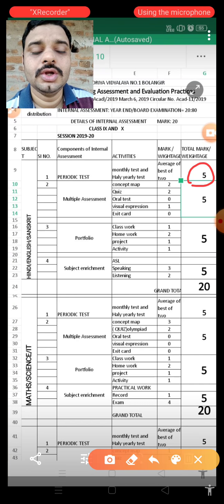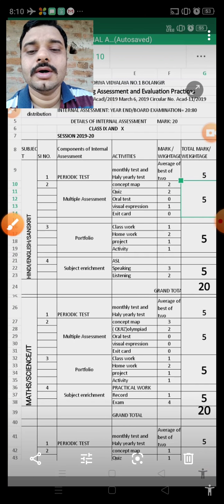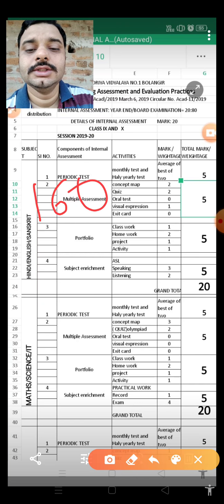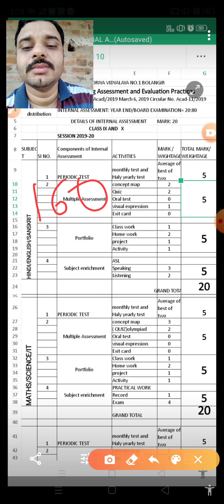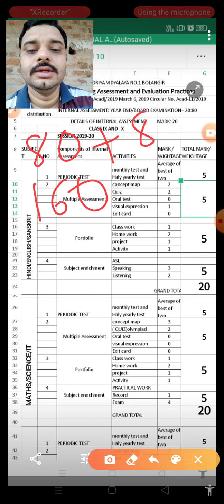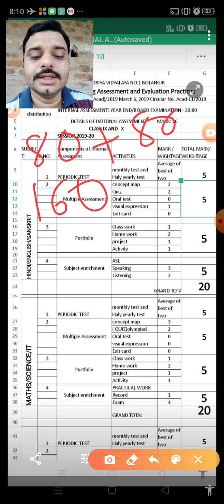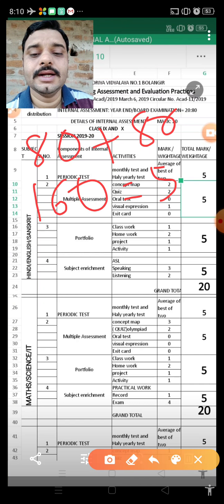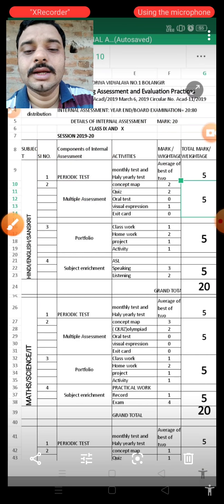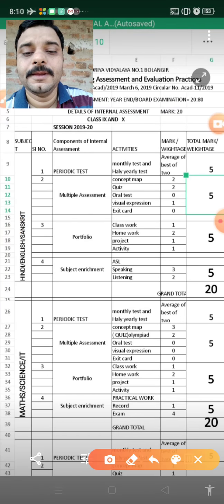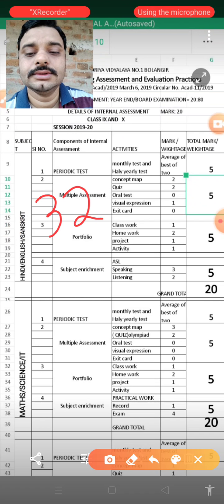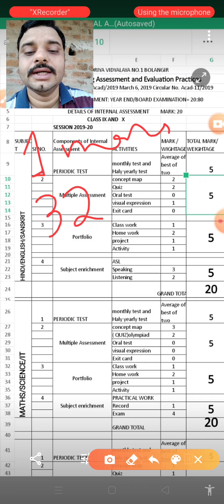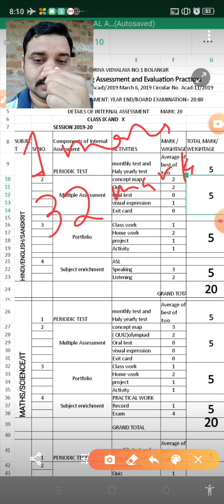Suppose you score 160 marks in the two examinations by scoring 100% marks, 80 plus 80, 160, then your 160 will be converted to 5 marks. So if you divide 160 by 5, you get 32 marks. Sorry, you get 1 mark for 32 marks you have scored in the examination.